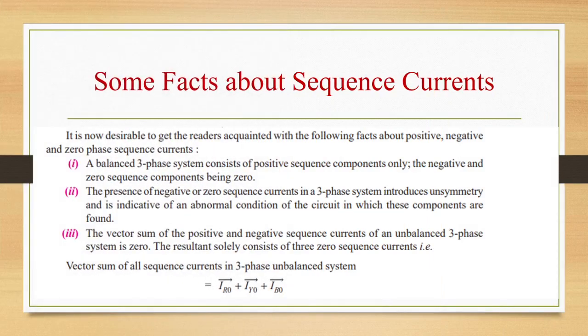So it is desirable to familiarize ourselves with the following facts about positive, negative and zero phase sequence currents. First one is, a balanced three-phase system will consist of positive sequence components only. Negative and zero sequence components will be zero. Second one is, presence of negative or zero sequence currents in a three-phase system introduces unsymmetry and is indicative of an abnormal condition of the circuit in which these components are found. Third is, vector sum of the positive and negative sequence currents of an unbalanced three-phase system will be zero. Resultant solely consists of three zero sequence currents, that is, vector sum of all sequence currents in a three-phase unbalanced system is IR0 plus IY0 plus IB0.